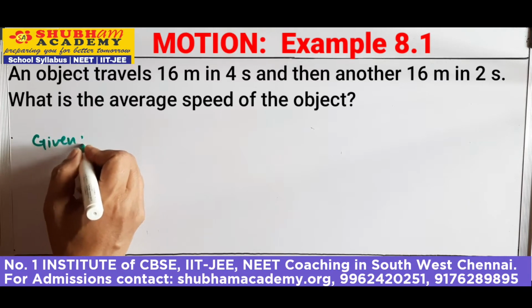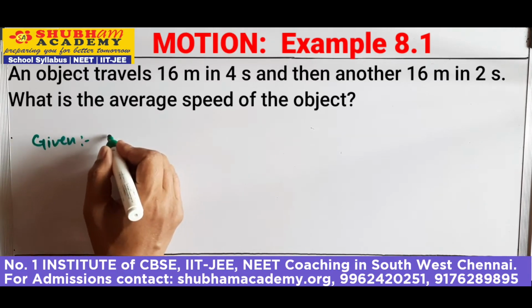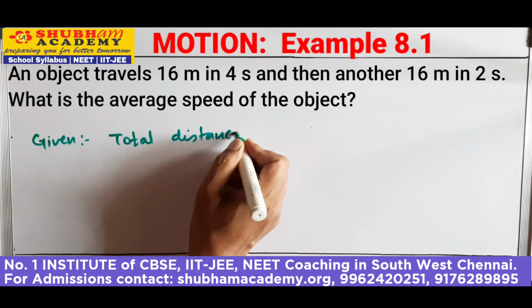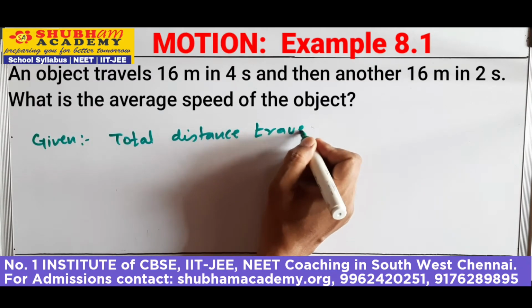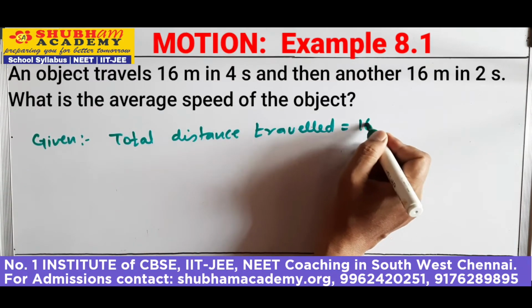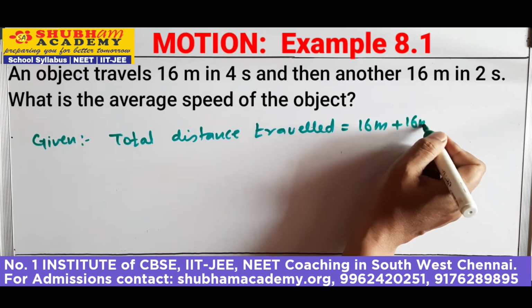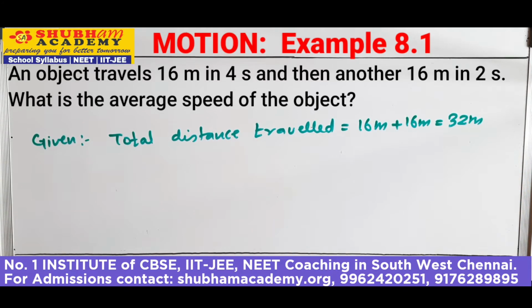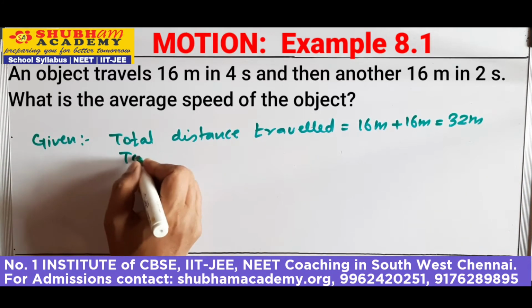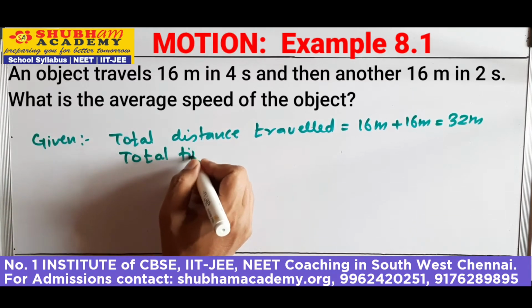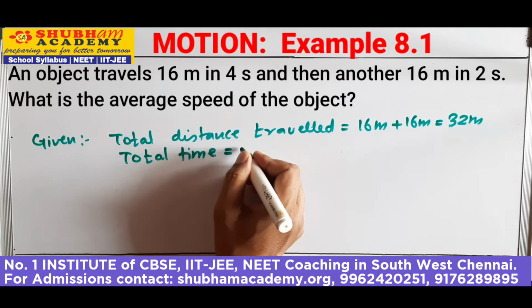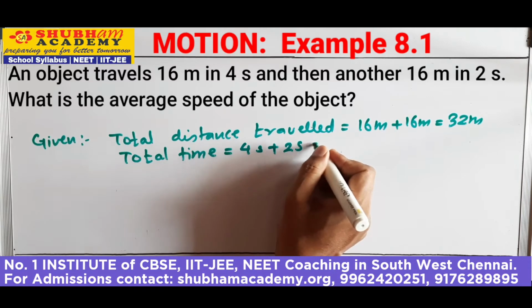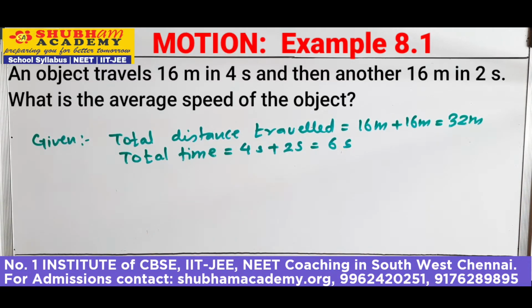Given: total distance traveled, how much? 16 meter plus 16 meter is equal to 32 meters, right? What else is given? Total time is how much? 4 seconds plus 2 seconds is equal to 6 seconds, right?